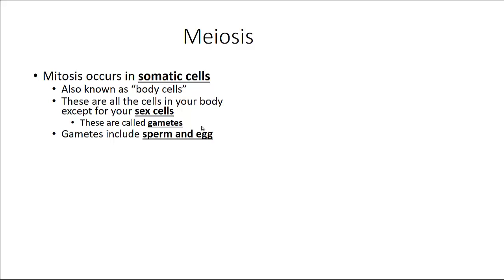So mitosis is what occurs in all the other cells except for these gametes. Meiosis is what occurs in the gametes, the sperm and the egg, or I should say it's what occurs in order to create these cells. So there are cells that undergo meiosis in order to create sperm and egg. These cells undergo what is called a meiotic cell division as opposed to a mitotic cell division.